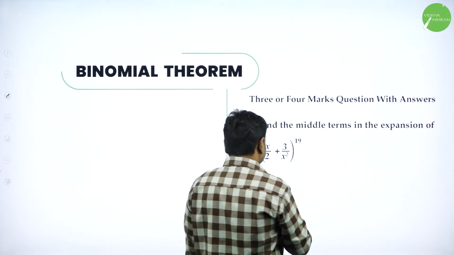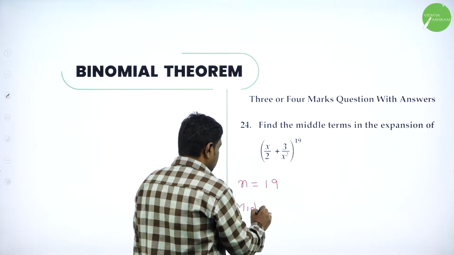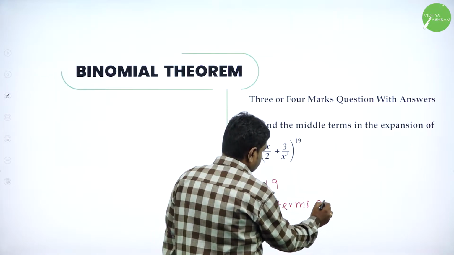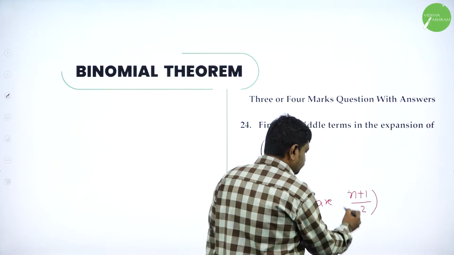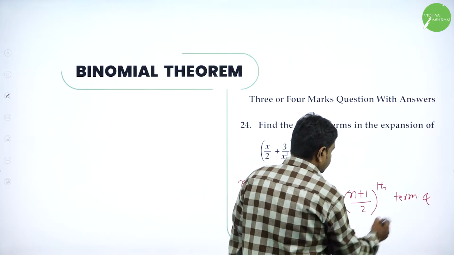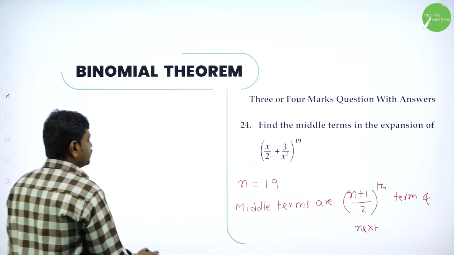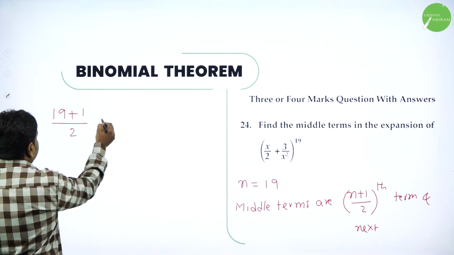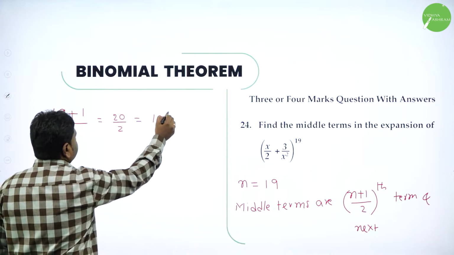So therefore, if the power is an odd number, we'll have two middle terms, and the middle terms are (n plus 1) by 2th term and the next term. So now (n plus 1) by 2 means what? (19 plus 1) by 2, that is 20 by 2. That is 10, the 10th term.